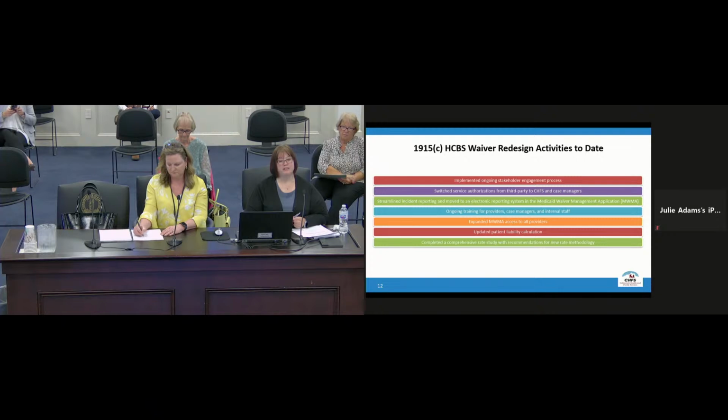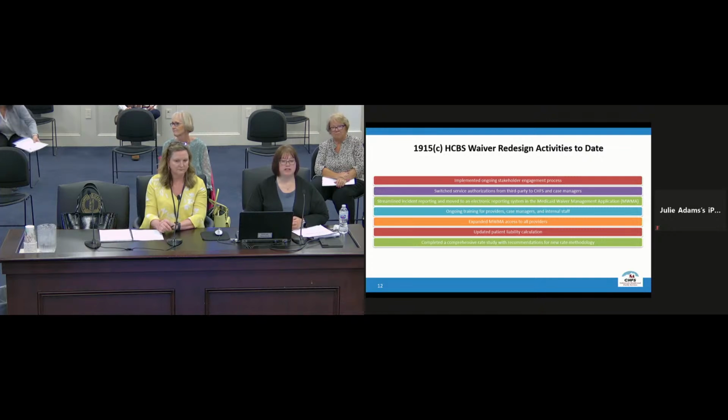We streamlined incident reporting and moved to the electronic reporting system in the Medicaid waiver management application, and we continue to enhance that. That became mandatory to use in December of 2020. The providers, I believe, really like it. It gives them better insight into it, as well as gives us a very strong and quick insight into when an incident report comes in and we need to take action, or we just need to monitor a situation.